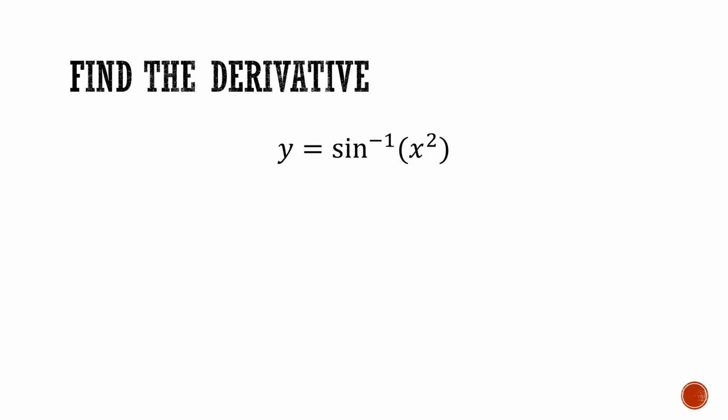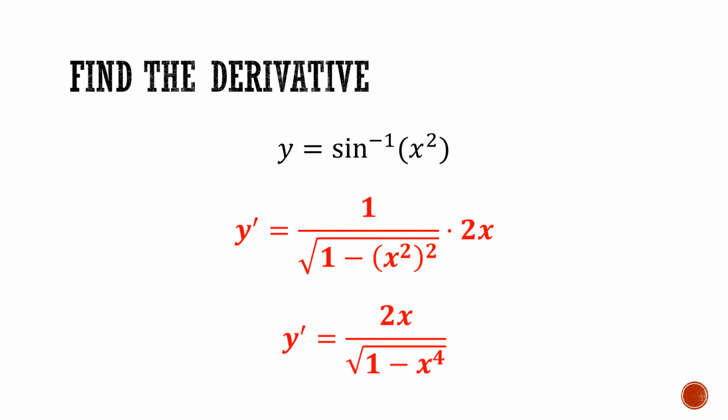Okay, so next we have y equals sine inverse of x squared. Again, all I'm going to do is take that x squared and plug it into the formula for sine inverse. So when I do that, I get y prime, or the derivative, equals 1 over the square root of 1 minus x squared squared. Now again, remember I have to chain rule this, so I have to take the derivative of x squared, which in this case is 2x. And from there, again, I just clean it up, make it look pretty. So I get y prime equals 2x over the square root of 1 minus x to the 4th.